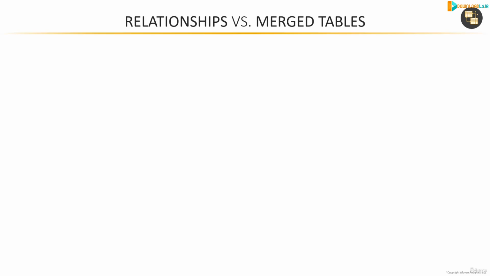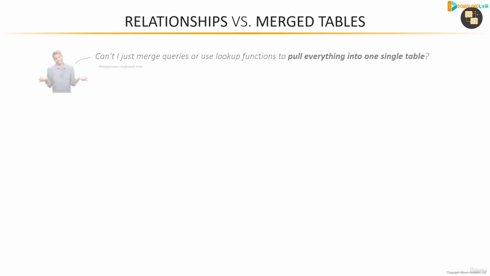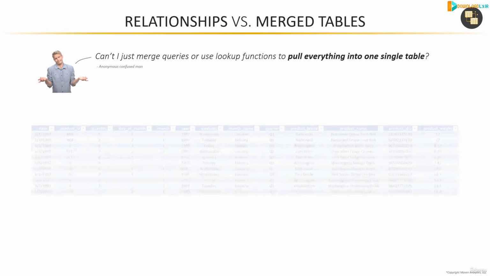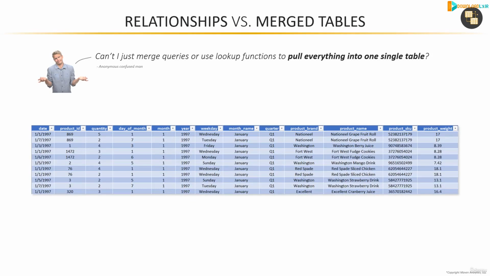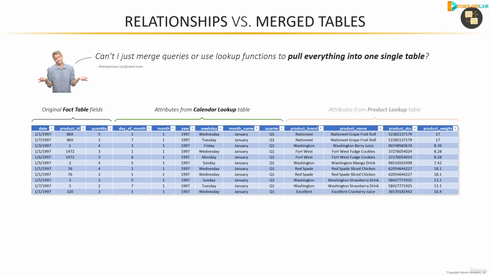Now, I know there are some of you out there watching this video who are thinking like this anonymous confused man. He's saying, why can't I just merge queries or use lookup functions to pull everything into one single table like this? We've got our original fact table fields here on the left, the date, the product ID, the quantity sold. We're just tying in those attributes from our calendar lookup table, as well as our attributes from our product lookup table. This could go on and on and on, depending on the keys that you have available.